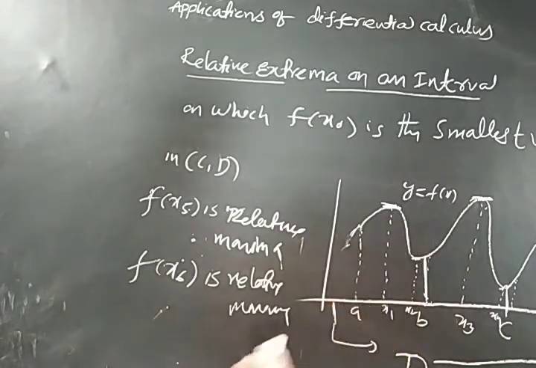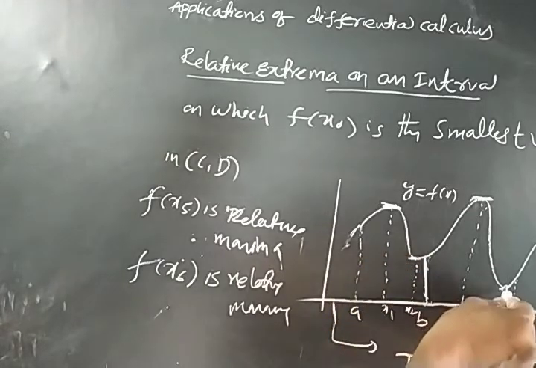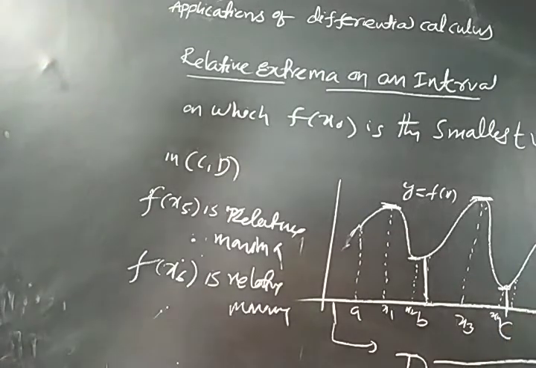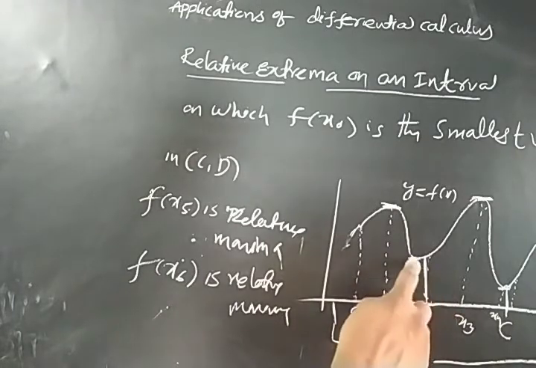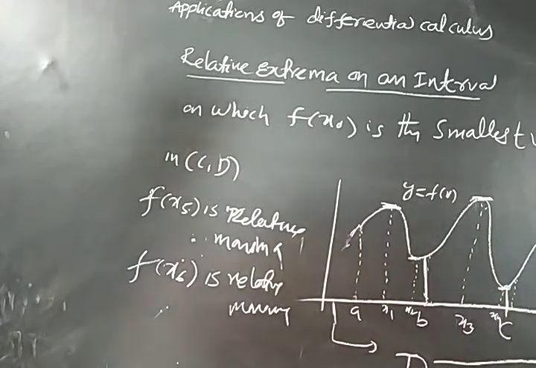And we have relative minima in every open interval. Here we have one relative minima, here we have one relative minima, and here also we have one relative minima. But among these three relative minima, if you consider this interval, this is a relative minimum, but this is not the minimum value in the entire domain. So what we can conclude is that relative maxima and relative minima are not over the entire domain. They are only in an interval which is a subset of the entire domain.